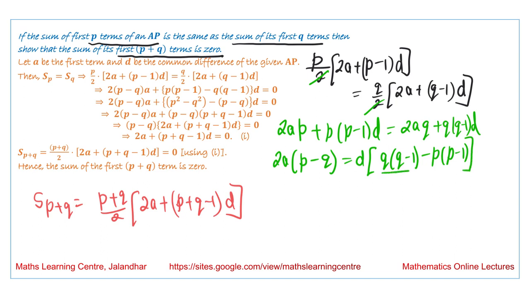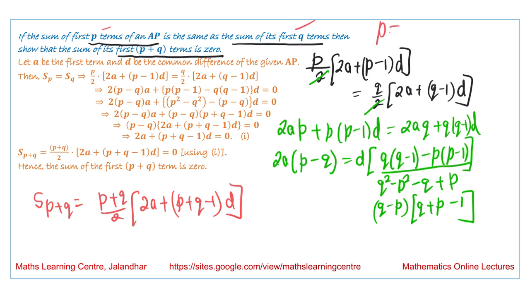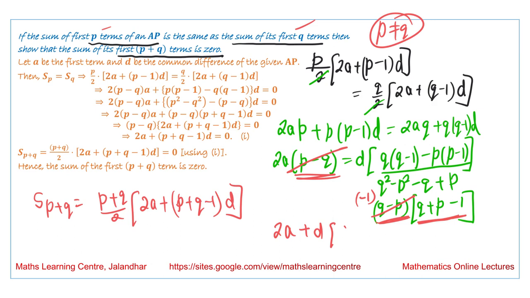So if we look at this term, this will become q square minus p square minus q plus p. We can write it as q minus p into q plus p minus 1. Now clearly we have p is not equal to q, so these two terms p minus q get cancelled. So what we get is 2a plus d into p plus q minus 1, and we obtain it is equal to 0.